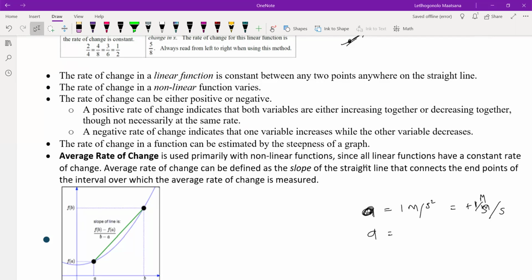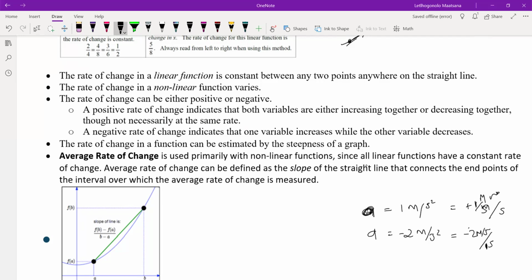If we have a negative rate of change, it indicates that one variable increases while the other decreases. So say you have something like negative 2 meters per second squared for your acceleration. It tells you that for each second that you spend, your velocity is going to decrease by 2 meters per second. Here it was increasing by 1 meter per second. Here it is decreasing by 2 meters per second, when this one over here increases by 1 second.